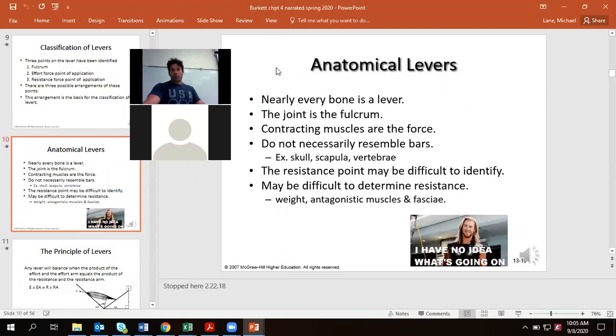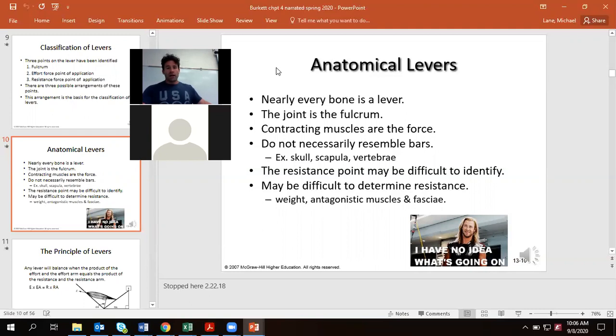So our bones are our levers, the joints are our fulcrums, and our contracting muscles happen to be that effort arm, that force arm. Okay. Now, they're obviously not always going to be perfect examples of bars, as is evidenced by a number of special bones we have, and where we have the resistance can be pretty difficult to perfectly define.